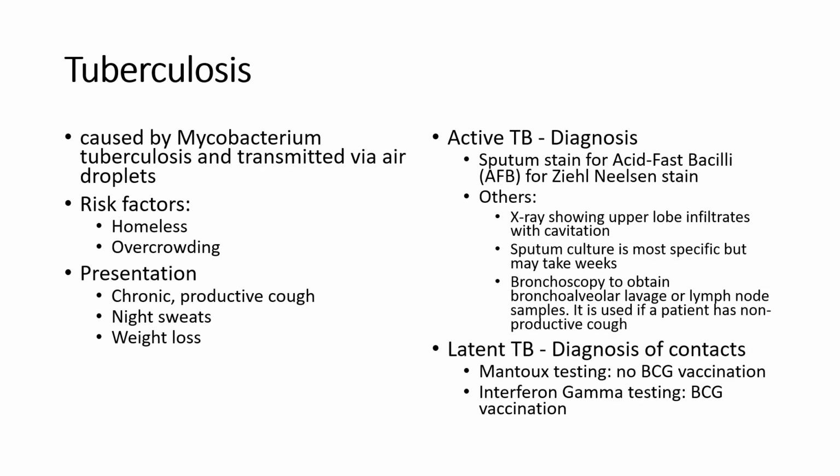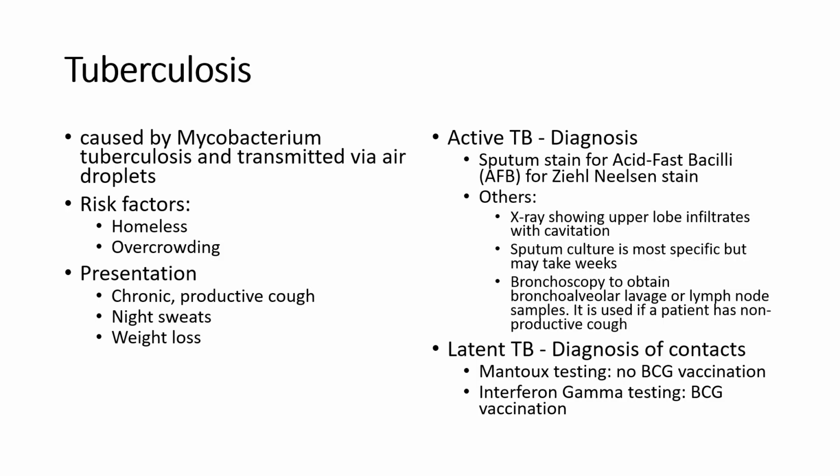Next is TB, caused by Mycobacterium. Homelessness and overcrowding are risk factors. Presentation is chronic, productive cough, night sweats, weight loss. For diagnosis of TB, you do sputum AFB. Although sputum culture is more specific, it takes a lot of time. So for the lab exam, active TB diagnosis is AFB with Ziehl-Neelsen staining.